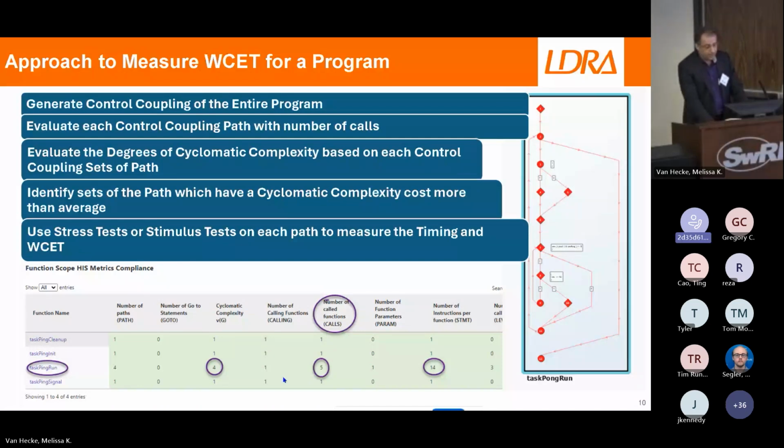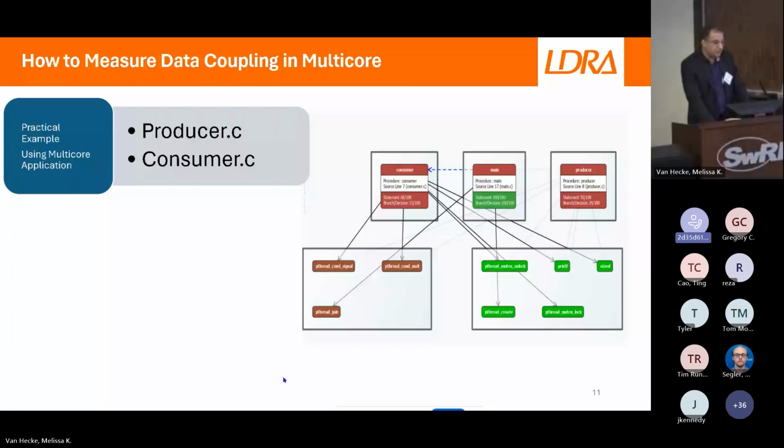So here, I have two simple examples, producer.c and consumer.c. Each one of them is going to be communicating with the other through different cores. So you can run the flow diagram analysis on them, and you can see that both sides, producer and consumer, are going to have some boundaries to be able to talk to each other.